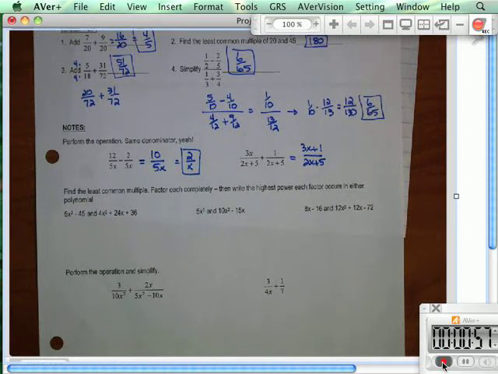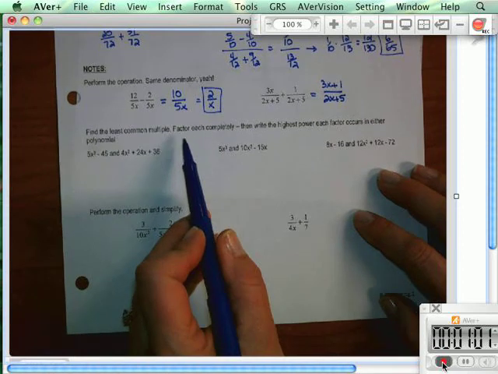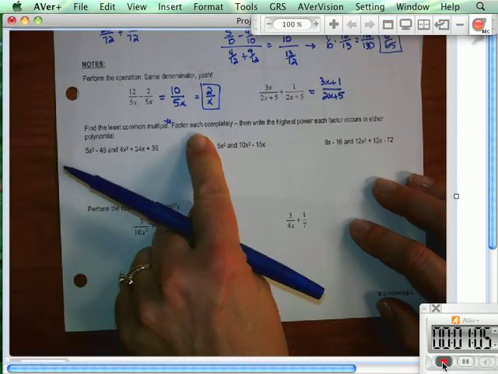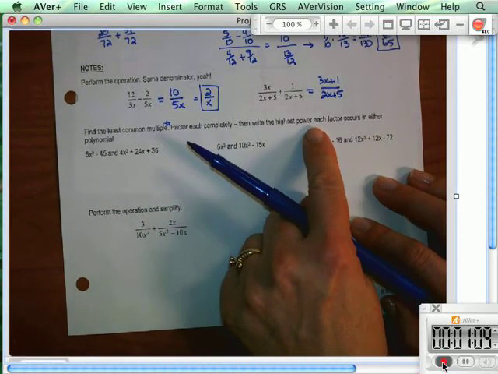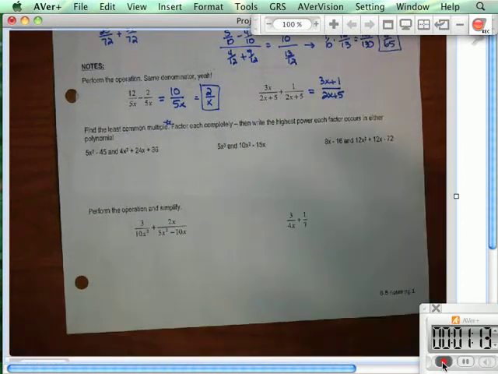All right, well, here we go. Find the least common multiple. Factor each completely. This is how you do it. Factor each completely. Then write the highest power of each factor that occurs in either polynomial. So let me just show you what that means.